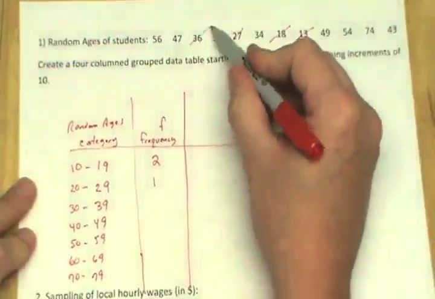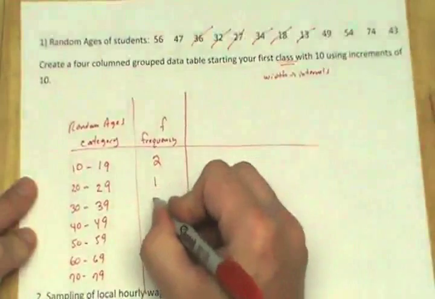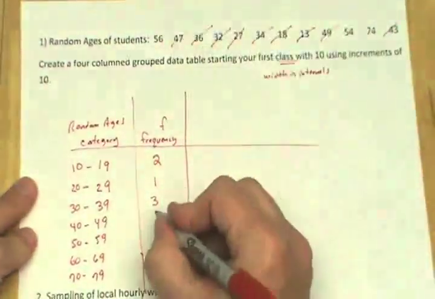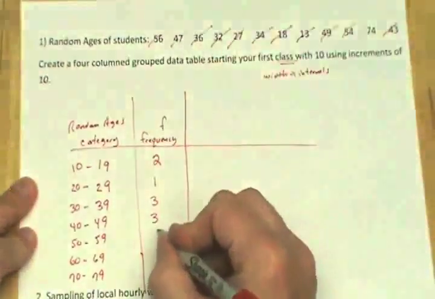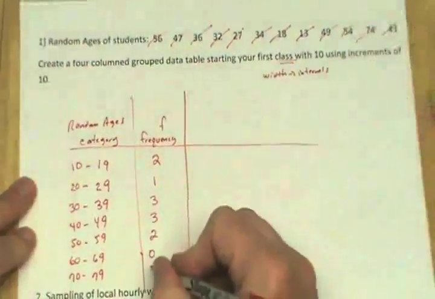And we have a 36, 1, 32 is 2, 34 is 3, so 3 in the 30s. How many in the 40s? 1, 2, 3 in the 40s. And we have 2 in the 50s. Nobody's in the 60s, so 0, and then we have 74, so we're going to have 1.